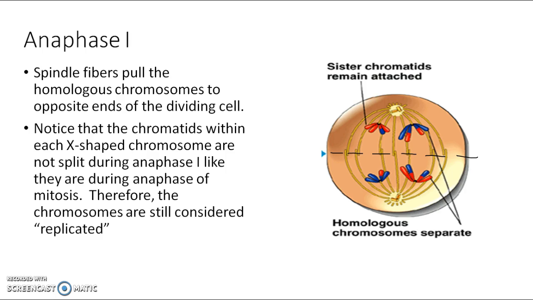During anaphase 1, the spindle fibers are going to pull homologous chromosomes to opposite ends of the dividing cell. Notice that each of the chromosomes is still replicated. It still looks like an X.